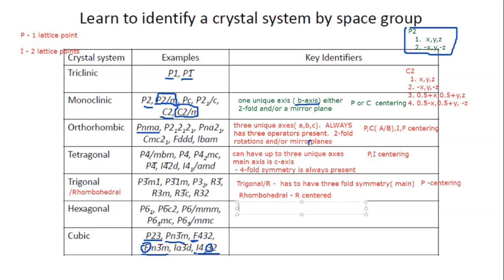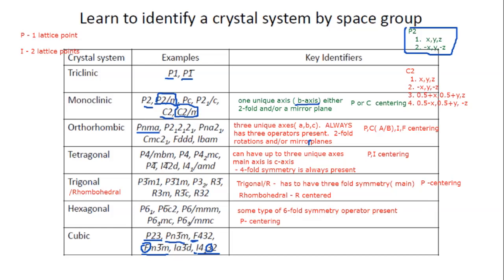Hexagonal, this is very easy. Hexagonal is going to have some type of 6-fold symmetry operator. Now this could be a screw axis, it could be a roto-inversion, or it could be a regular 6-fold rotation. But that's the characteristic of hexagonal. If you see 6 in the space group, automatically you should know it's hexagonal. No question about it. And for hexagonal, there can only be primitive centering. So hexagonal and tetragonal, they're very easy ones to recognize because they have the characteristic 4-fold symmetry on the main axis for tetragonal and 6-fold symmetry on the main axis for hexagonal. And even trigonal is going to have the characteristic 3-fold symmetry on the main axis.